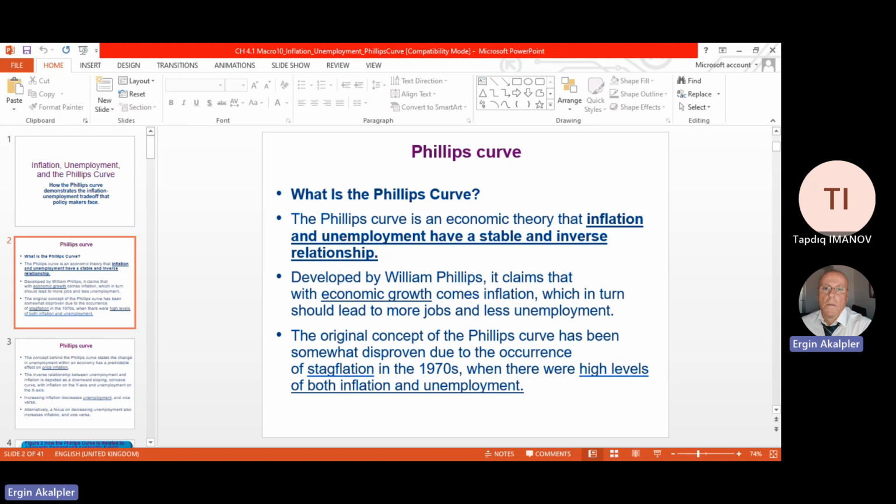But let's see. Developed by William Phillips, it claims that with economic growth comes inflation, which in turn should lead to more jobs and less unemployment. The original concept of the Phillips curve has been somewhat disproven due to the occurrence of stagflation in the 70s, when there were high levels of both inflation and unemployment. This became a discussion topic.